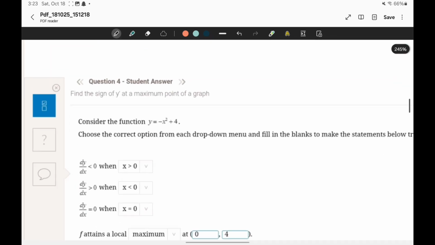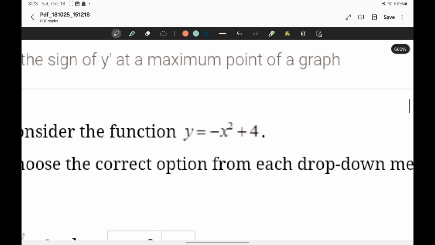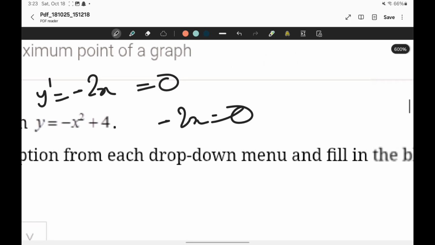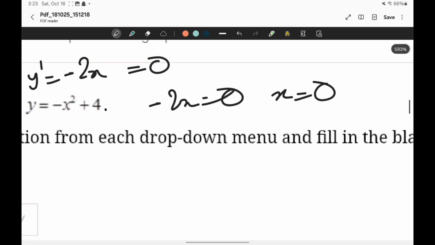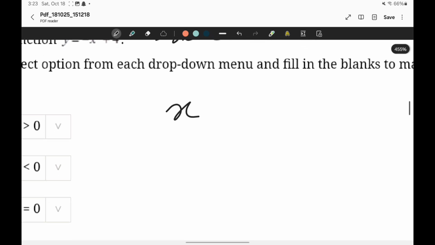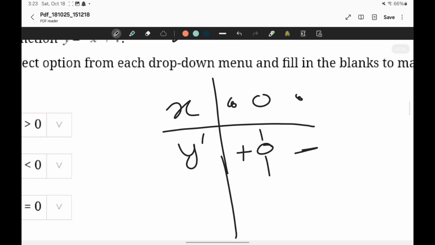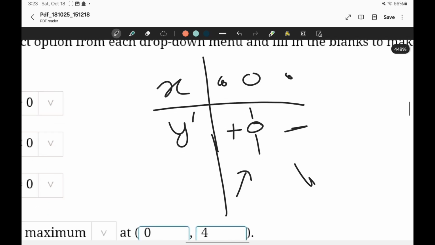Number 4, this is the same as the other question we solved. First thing we do is we're going to derive, so it's minus 2x. You equate this to 0, so minus 2x equals 0, so that means x is 0. You can go ahead and make the table, so x, y prime, 0 gives you 0. Test a point here, you get positive. Test a point here, you get negative. And it's going up, then it's going down.